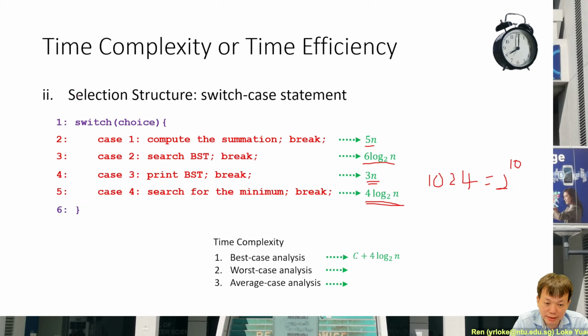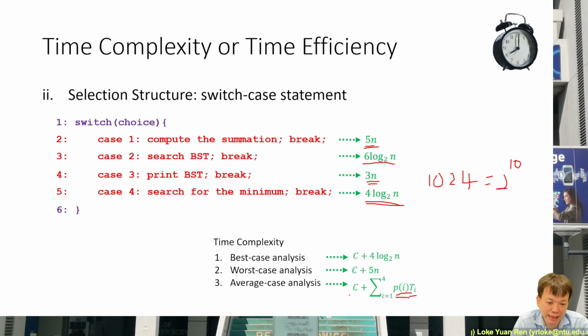So the worst case, of course, is this 5n in this particular example. Then for the average case, I need to know the probability of each case. Then I simply sum it up: the probability times the time complexity for each case, and then sum it up. That is the time complexity of the average case of this particular algorithm.